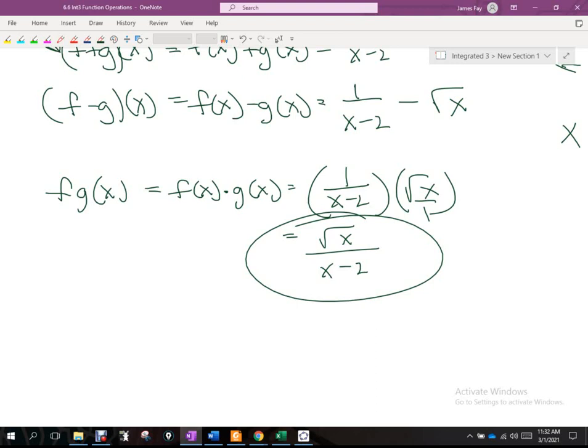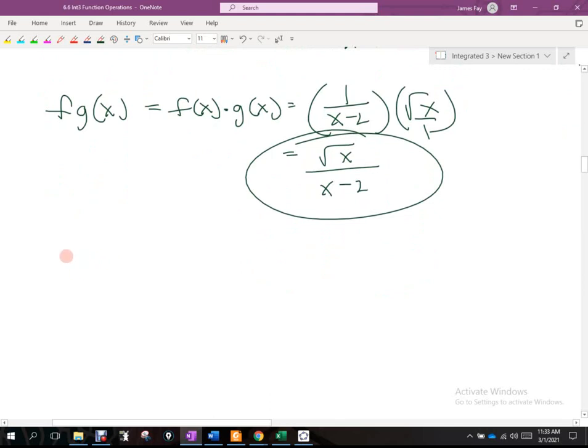And again, as long as x is not 2. If x was 2, you'd have radical 2 divided by 0, right? You can't divide by 0. If x was like negative 5, you would have the square root of negative 5, which we don't know what that number is, divided by negative 7. Well, if I don't know what the number is, I can't divide it by negative 7. So that's why the domain here still has to be bigger than 0, could be 0, and not 2.